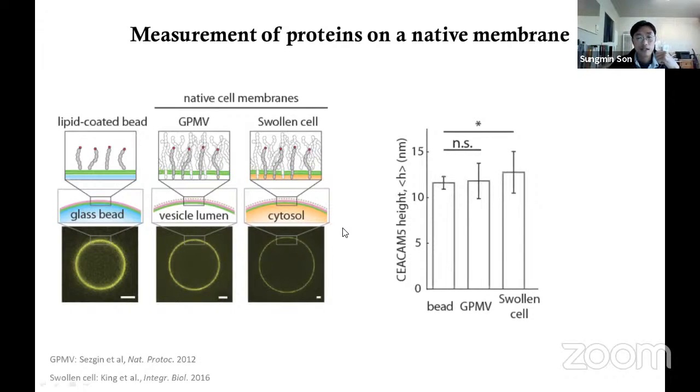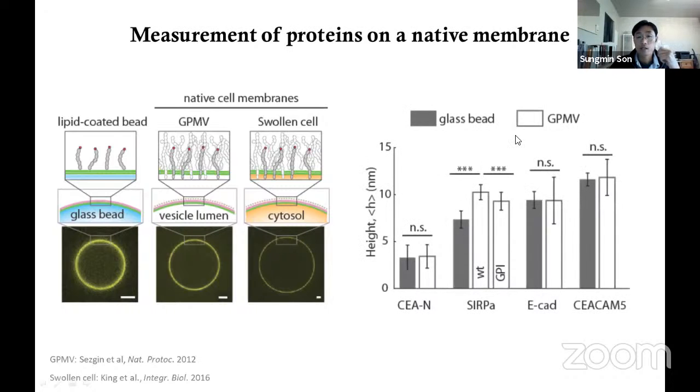So we first validated this height measurement on these different platforms. To do this, we used CEACAM5 proteins, a 7-domain Ig-like domain protein. And we found that the height measured in the GPMV or a swollen cell showed very similar numbers to the height measured on the beads. That seems to be the same for other proteins as well. So I made GPMVs and measured 4 different kinds of my actual proteins, and the height was comparable between the glass beads and GPMV case, except for the case of SIRP alpha.